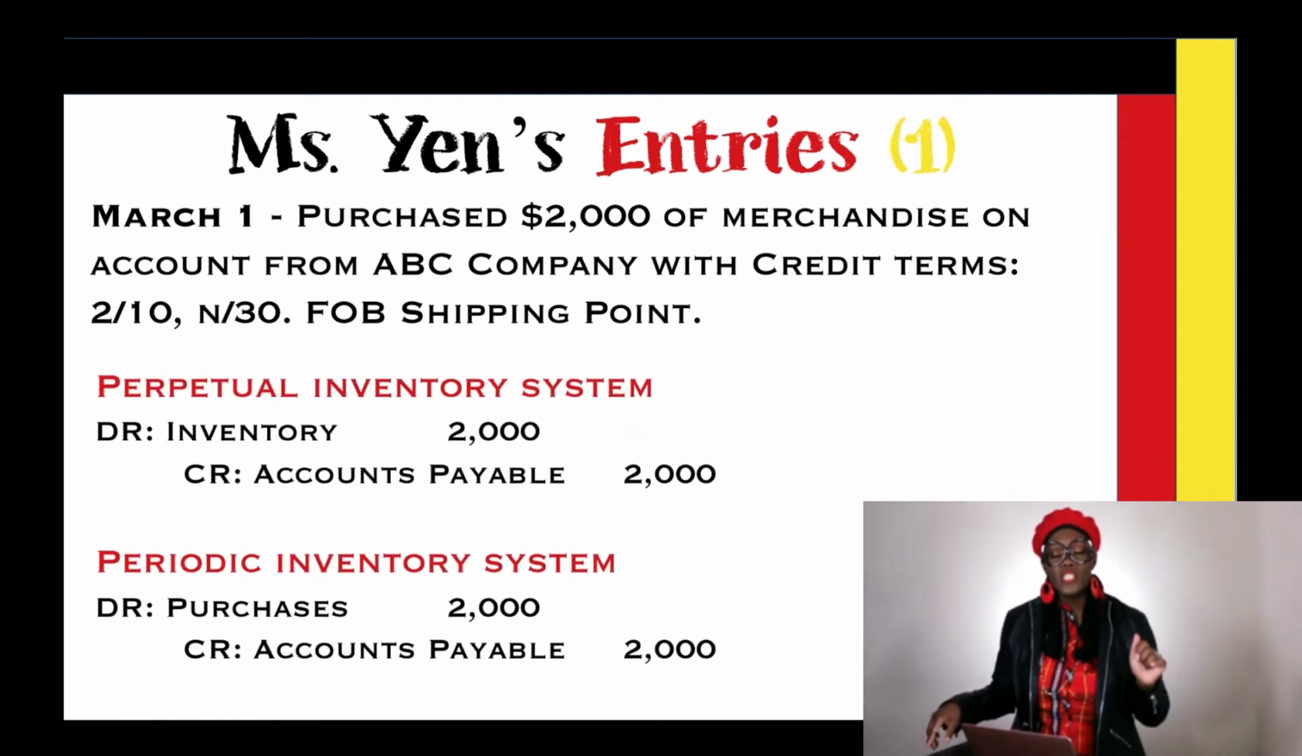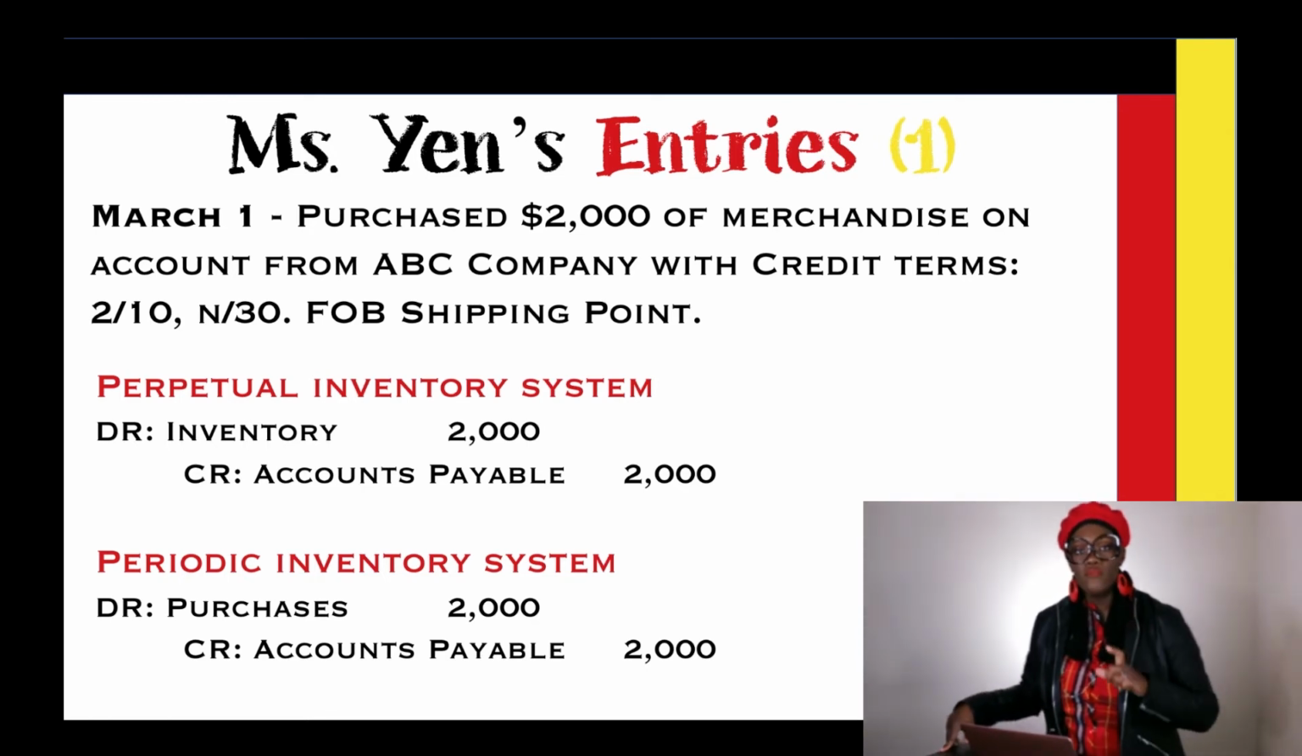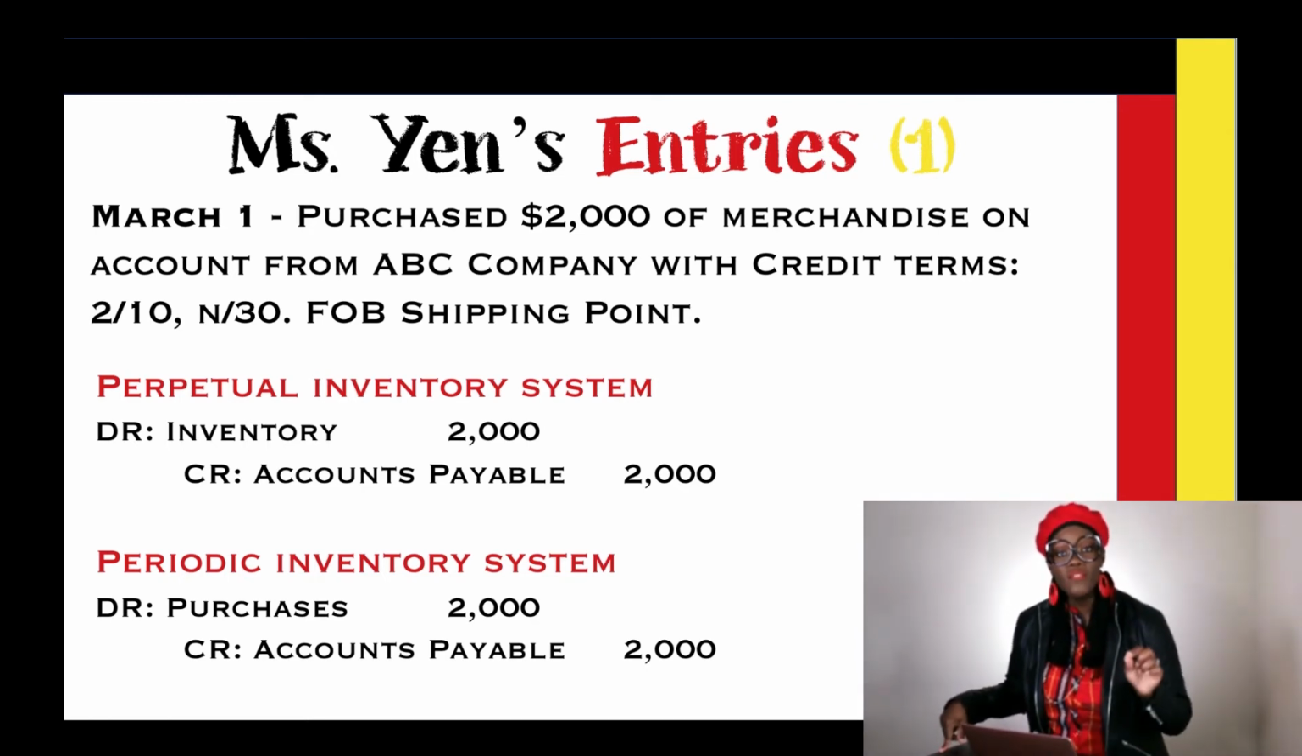All right. So in this situation, under the perpetual inventory system, we would debit inventory and credit accounts payable. We kind of already talked about that. The funny thing to notice here is under the periodic inventory system, we debit purchases.